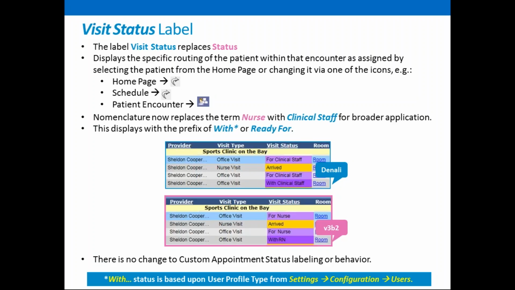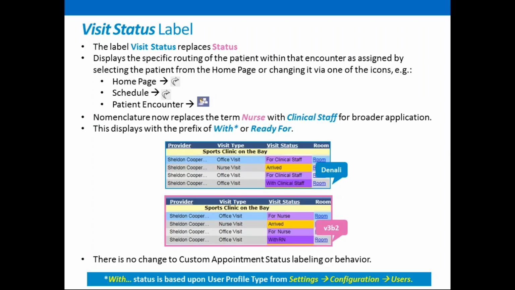Now, there is a label change to the status column. Many of our screens have a status indicator based on the data. Here on the home page, there are sometimes multiple statuses with regards to the patient routing. So that is why we have updated the label to say visit status, so that there is a clear indication of what that status represents. This, of course, is assigned automatically when a clinical person opens the chart from the home page, and that is when it inserts the prefix with.